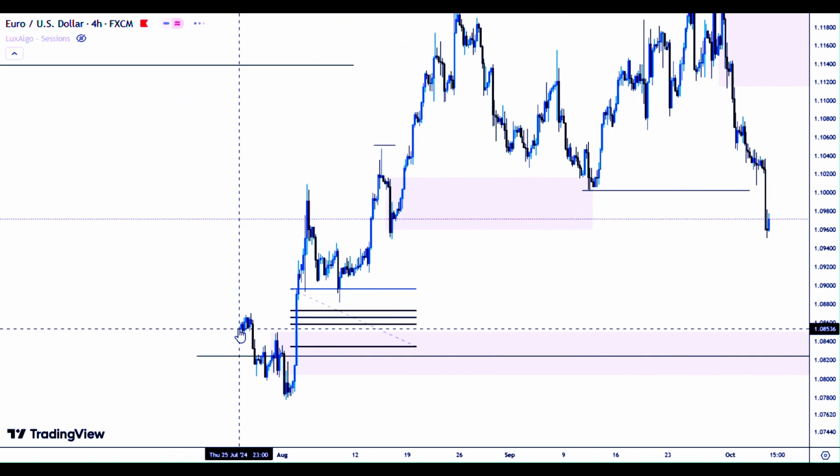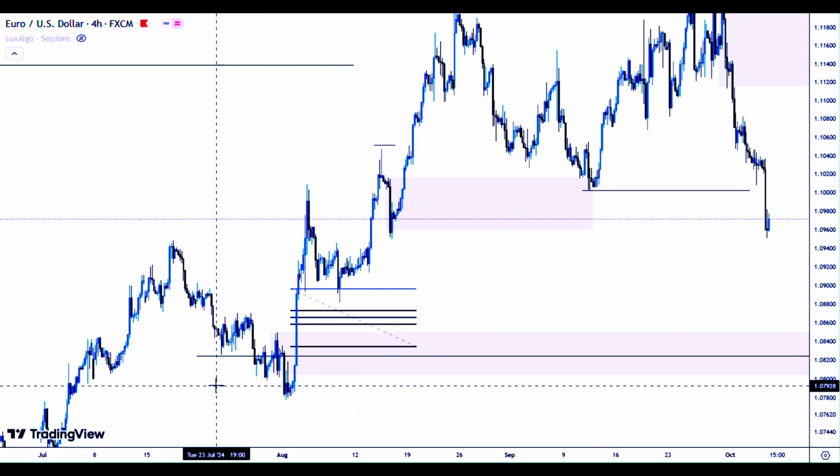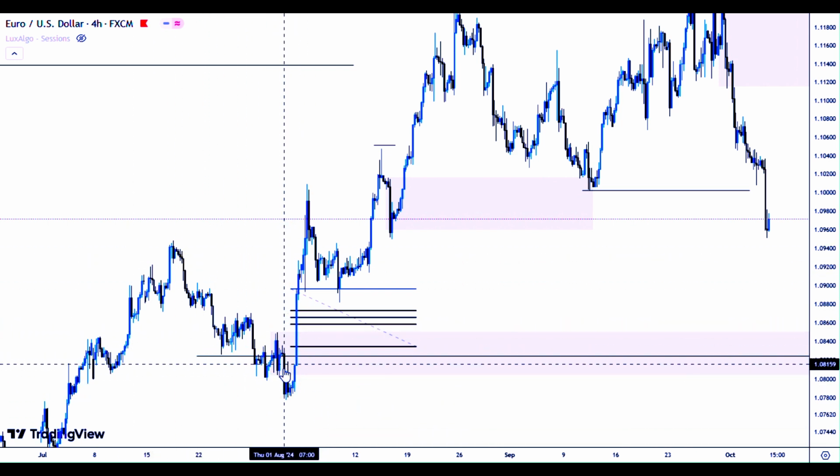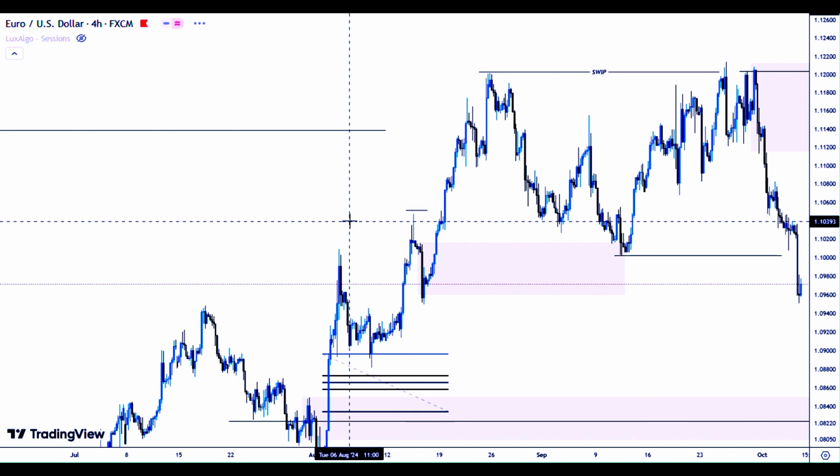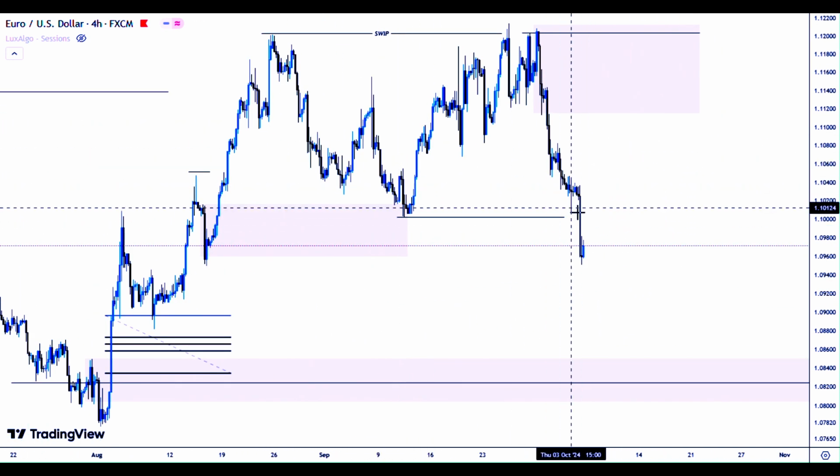Look right over here. You can see that the price broke this high with a high momentum, and the price just continued going high with a high momentum. Look how the price went up. So I'm expecting the same thing to happen right over here.